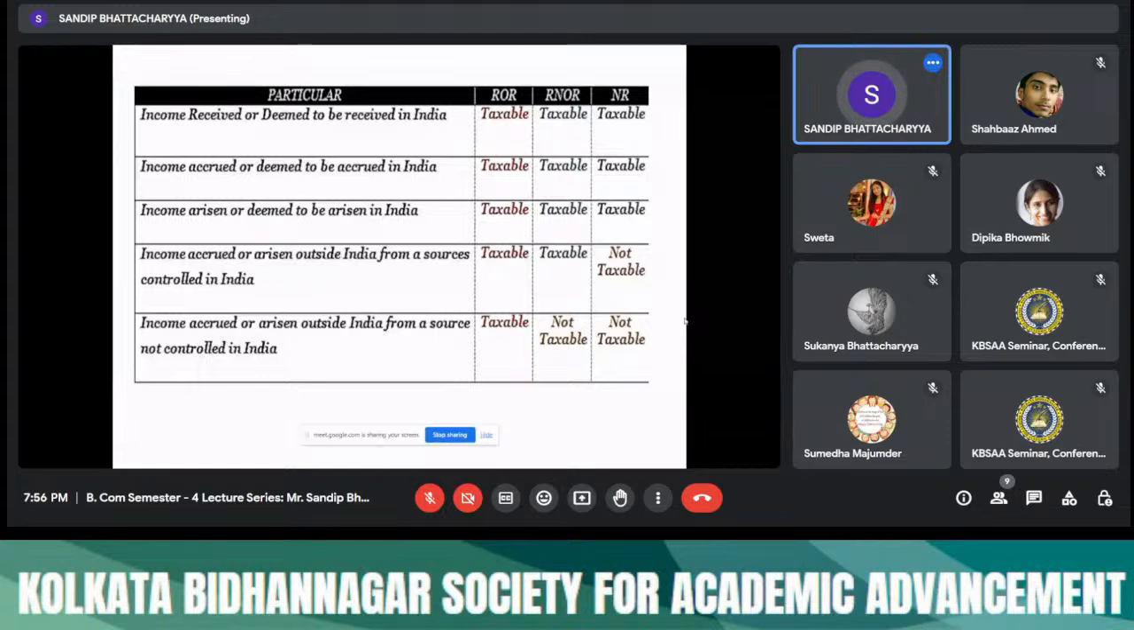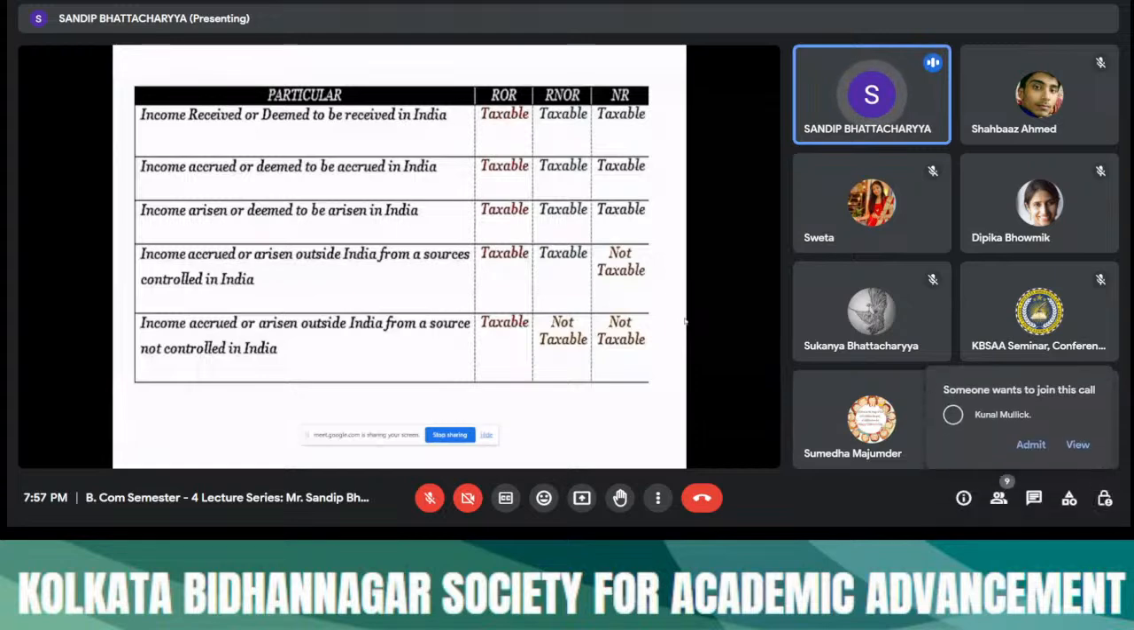the hands of the non-resident. So if there is business control from India, but suppose the income is received outside India, please underline this: control from India, but income received outside India. It will be non-taxable in the hands of the non-resident.